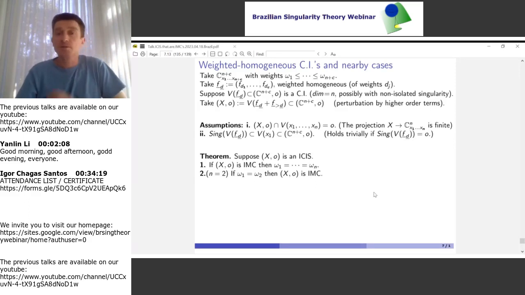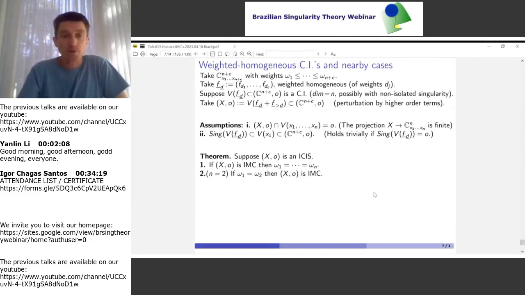Now, if the initial weighted homogeneous complete intersection has isolated singularity, then this condition holds trivially. But the interesting cases are when the initial terms have non-isolated singularity. So under these assumptions, we have this theorem.